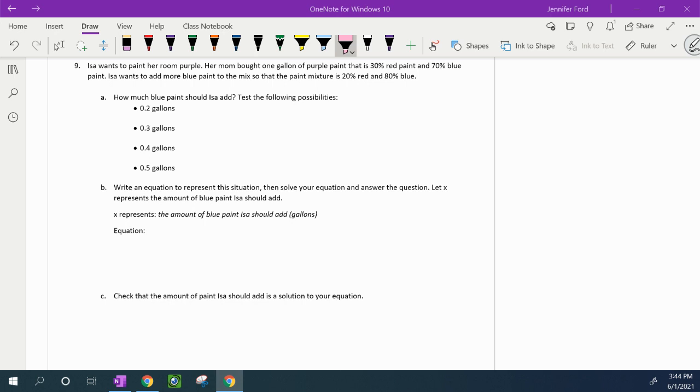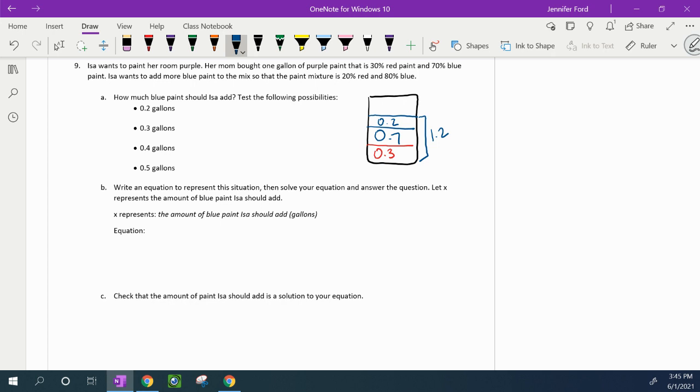Test the following possibilities. Okay, so here, in our original bucket, we have 3/10 of a gallon of red paint and 7/10 of a gallon of blue paint. When I add 2/10 of a gallon more blue paint, I don't have a gallon total of paint anymore. Now I have 1.2 gallons of paint.